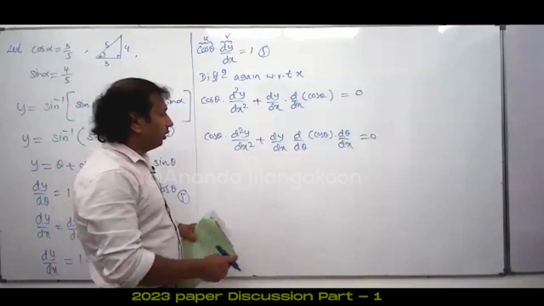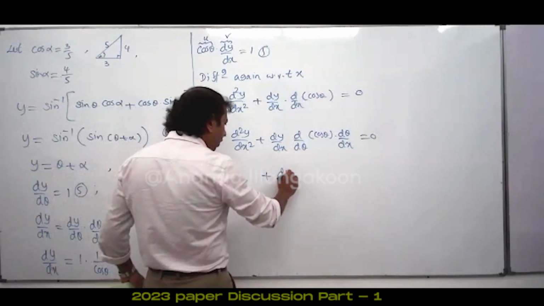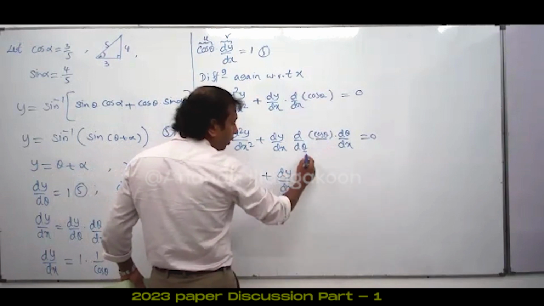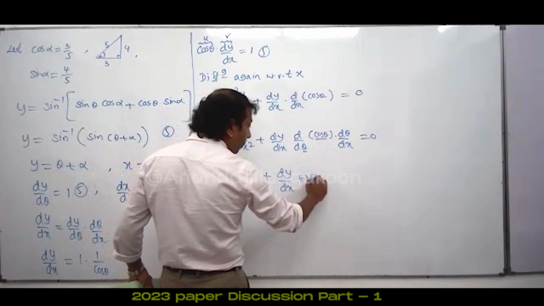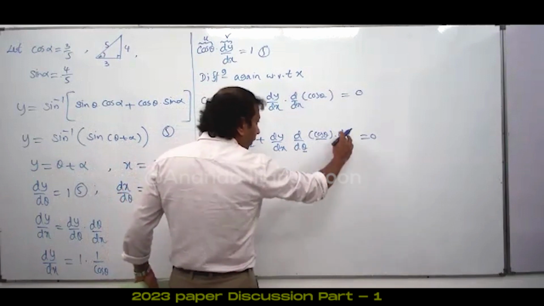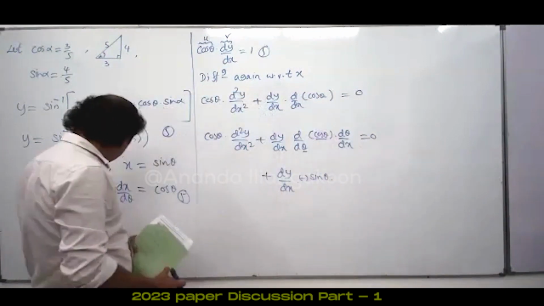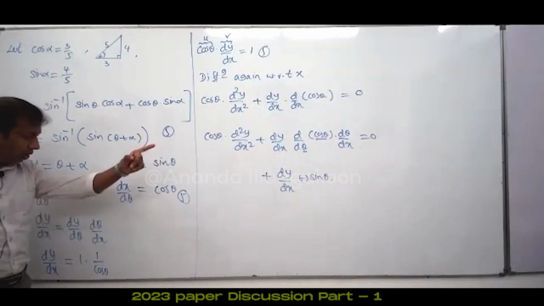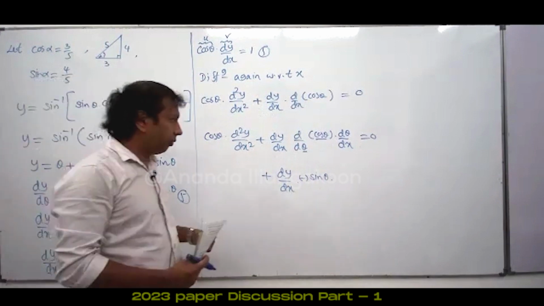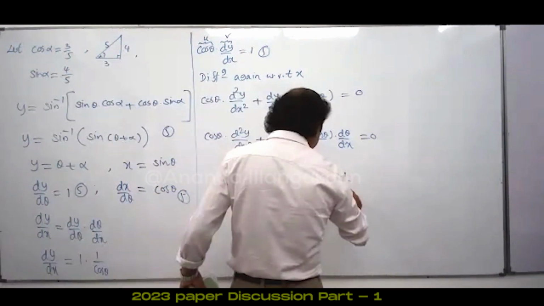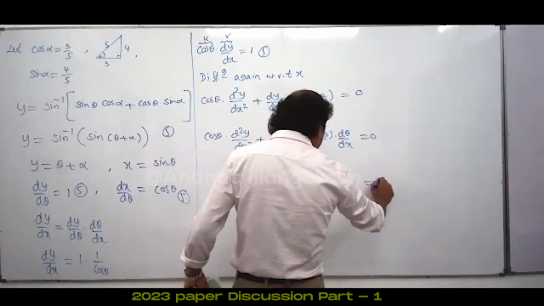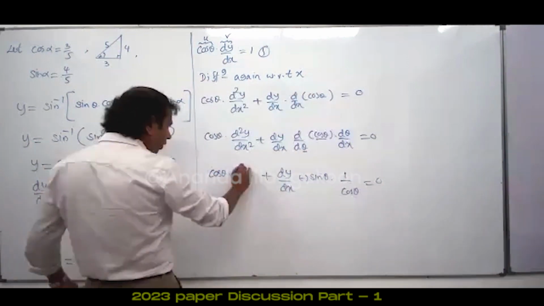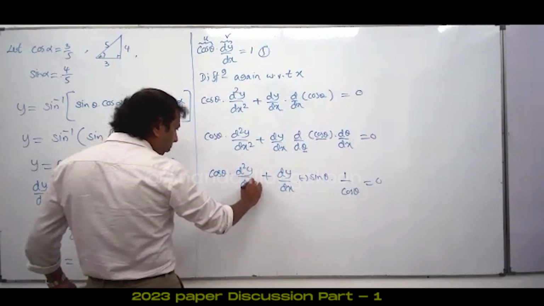Now you can write dy by dx. When you differentiate cos theta with respect to theta, it is minus sin theta, no? Minus sin theta, d theta upon dx. Then the other way around, dx upon d cos theta is 1 over cos theta, right? Equals 0. Here we have cos theta d2y over dx2.